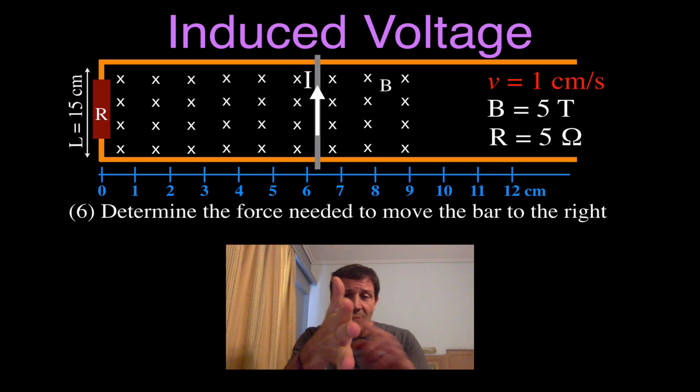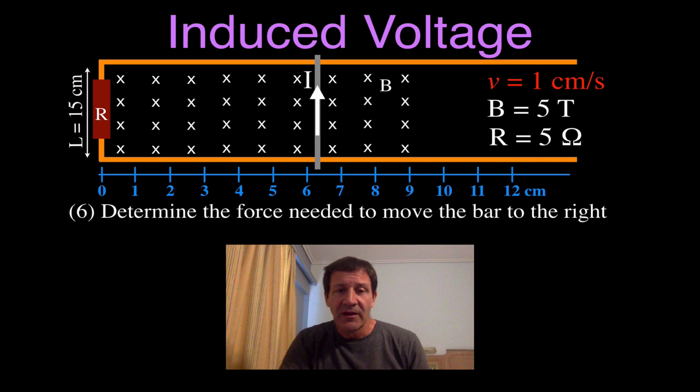I'm going to point my thumb up because it points in the direction of the current again. My fingers point in the direction of the magnetic field. The magnetic field is directed into the page. That's what those X's indicate, that the magnetic field points into the page. And then my palm points, so to speak, in the direction of the force. That's the direction of the Lorentz force. That's not the direction that I would need to apply. So the Lorentz force is to the left, like that.